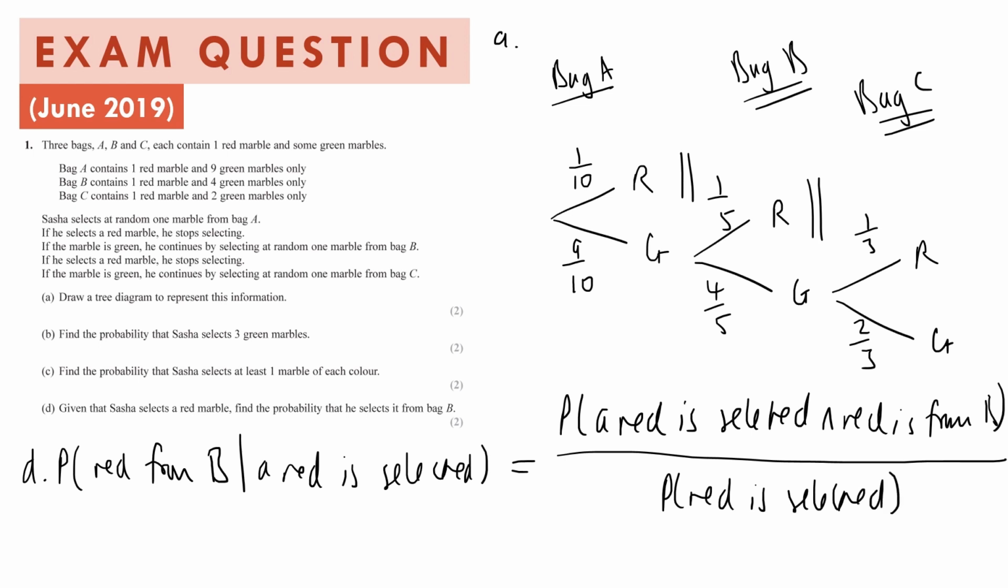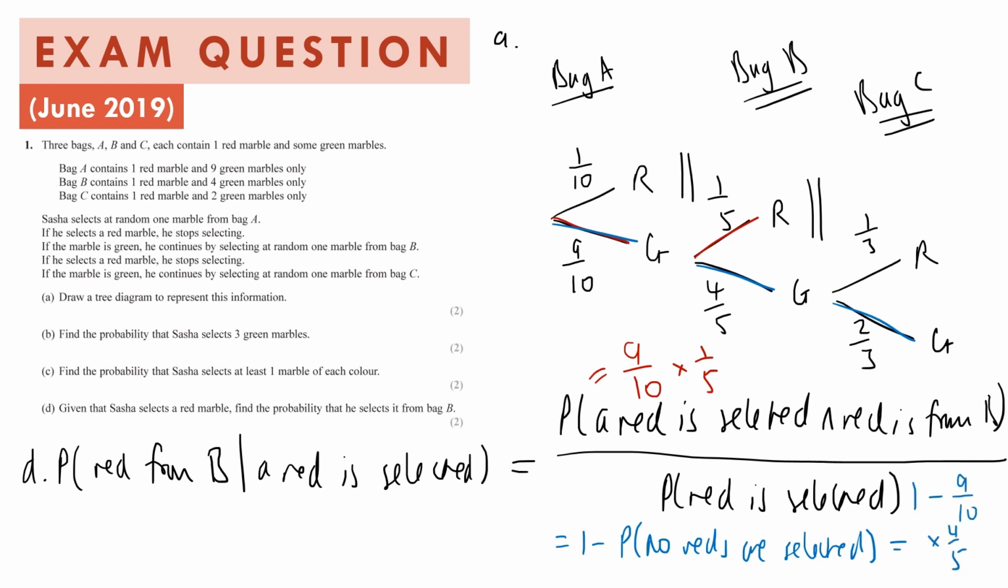So the probability that a red is selected and the red is from B is equal to the probability of selecting G from bag A and then selecting a red from bag B. So that is equal to 9/10 times 1/5. And the probability that a red is selected is equal to 1 minus the probability that no reds are selected. So green, green, green, and that is equal to 1 minus 9/10 times 4/5 times 2/3. So this is equal to 9 over 50 over 13 over 25, and this is equal to 9 over 26, and that is our final answer.